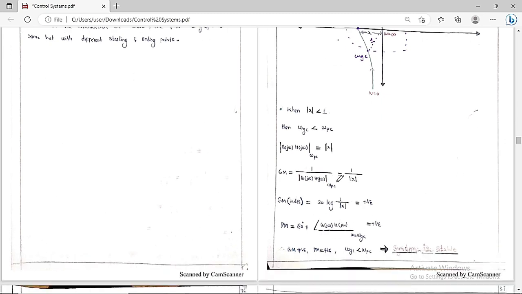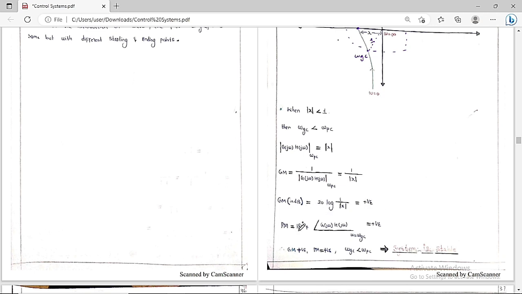Then to see it in a unit place, suppose we want gain margin in dB. It is equal to 20 log of gain margin with base 10. So gain margin is equal to 1 by mod x. As you can see clearly, as mod x is less than 1, what is going to happen? Modulus is less than 1 means 1 by modulus will be greater than 1. So definitely this log is positive, so overall you are going to get positive. So gain margin in dB is positive.